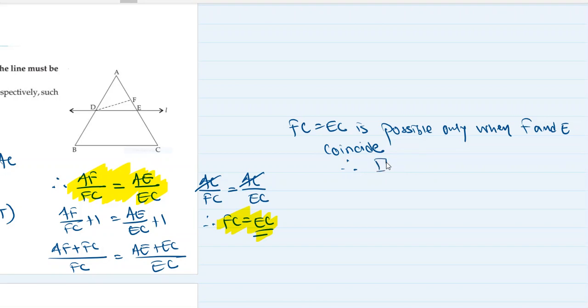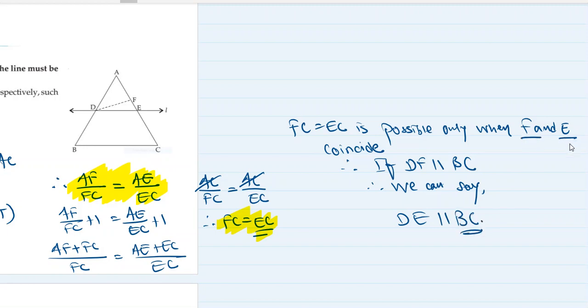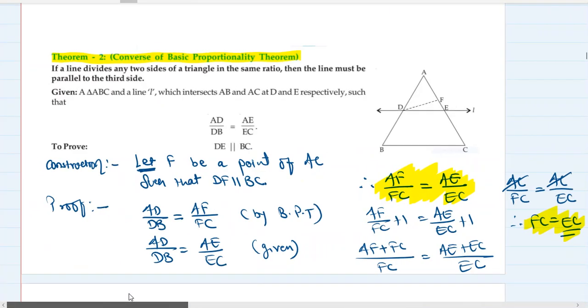Therefore, if DF is parallel to BC, we can say that DE is also parallel to BC because F and E are coinciding. F और E तो एक ही पॉइंट है, तो अगर DF BC से पैरेलल है तो DE भी BC से पैरेलल होगा. तो थोड़ा कॉन्ट्राडिक्टरी मेथड है, थोड़ा इनडायरेक्ट मेथड है प्रूफ का.